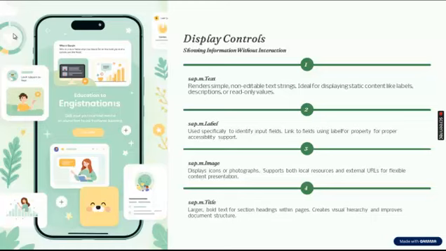sap.m.Text, sap.m.Label, sap.m.Image, sap.m.Title. These are the display controls. Text control is used for simple non-editable text. Label control is used for input labels. It is similar to text but used specifically to identify input fields. Image is used to display icons and photos. Titles are used for larger, bold text used for headings within a page.